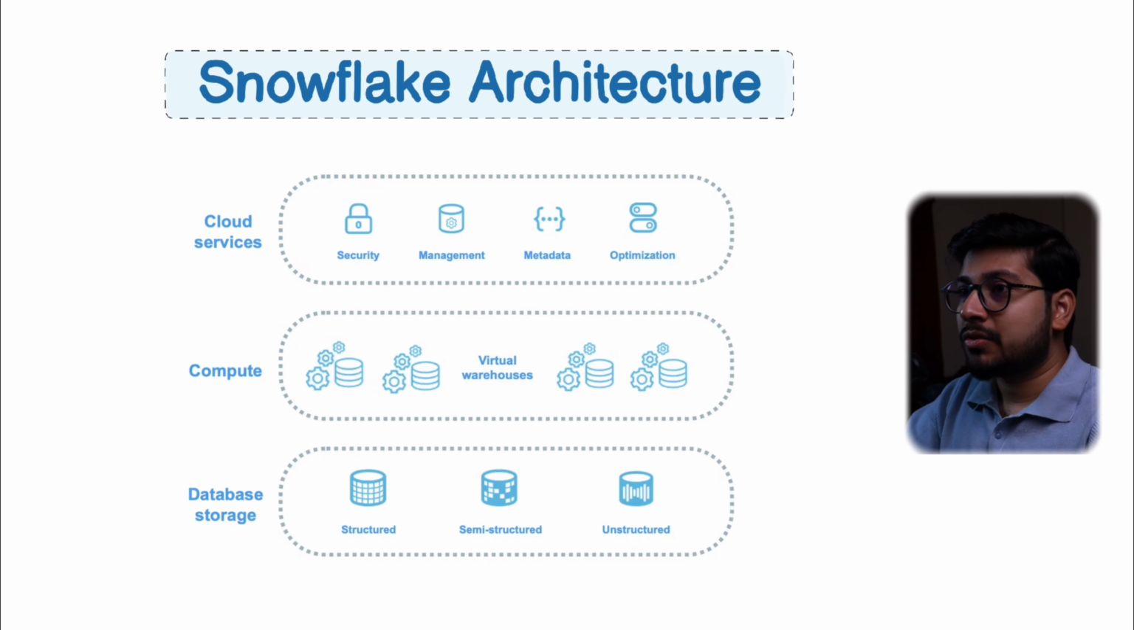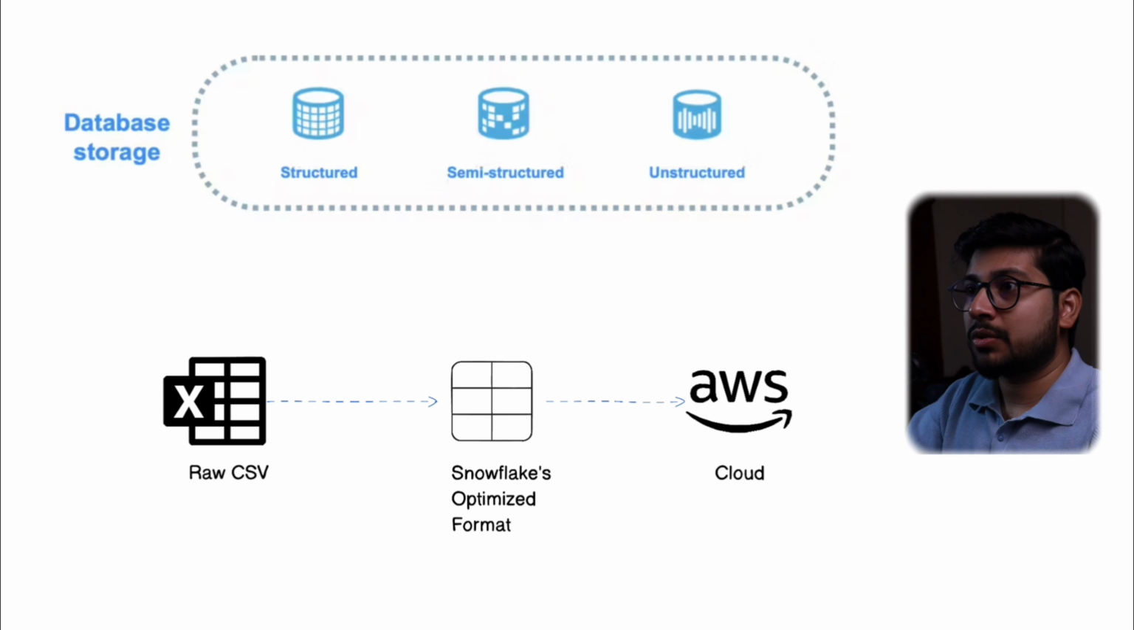Let's break them down. Snowflake's architecture consists of three layers. I'm going to walk you through each one with examples. The first layer is the database storage layer. This is where all your data lives. When you load data into Snowflake, something interesting happens. Snowflake doesn't just store your data as it is. If you look at this example, first the raw CSV file is getting converted into Snowflake's optimized format.